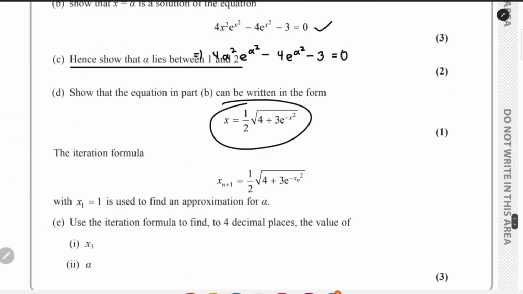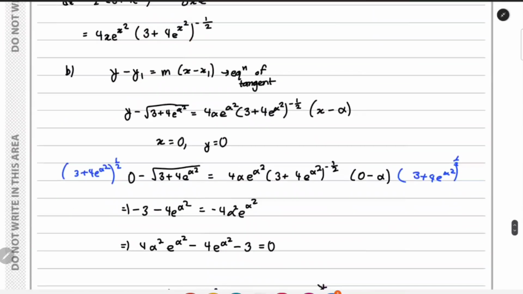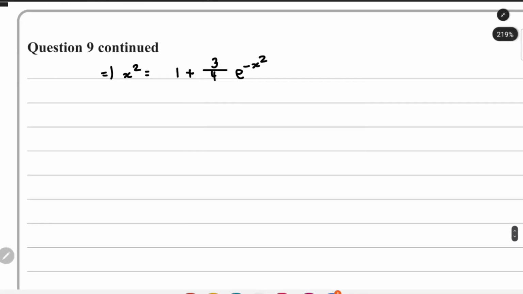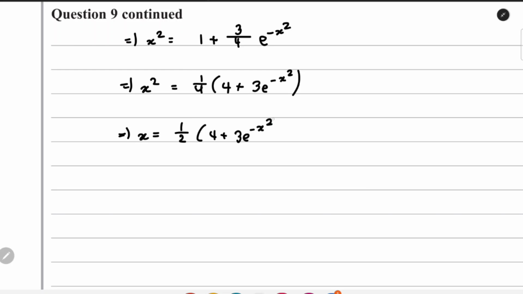Now if I look in this case, I have a half common on the outside, so I can take 1 by 4 common over here. I'll have 4 plus 3 e to the power minus x square. I take 1 by 4 out as common because if I take the square root of the right side, I'll be left with half from this part. So on the next line, I square root the right, I'll be left with half times 4 plus 3 e to the power minus x squared.